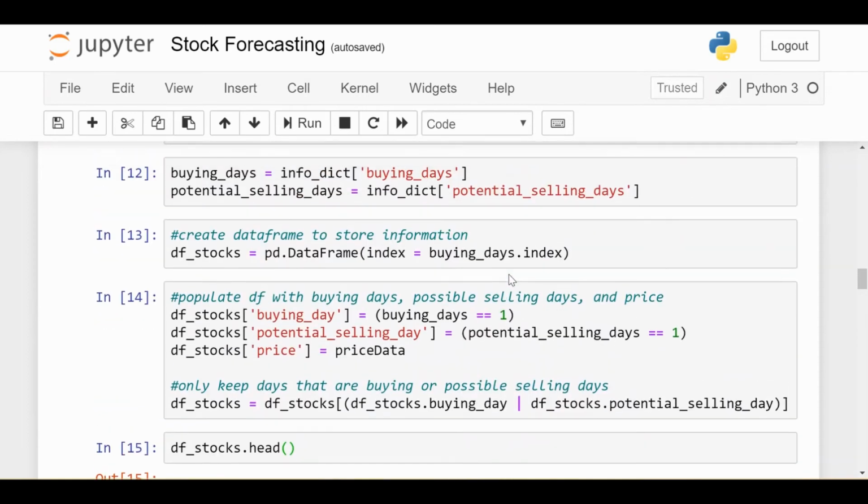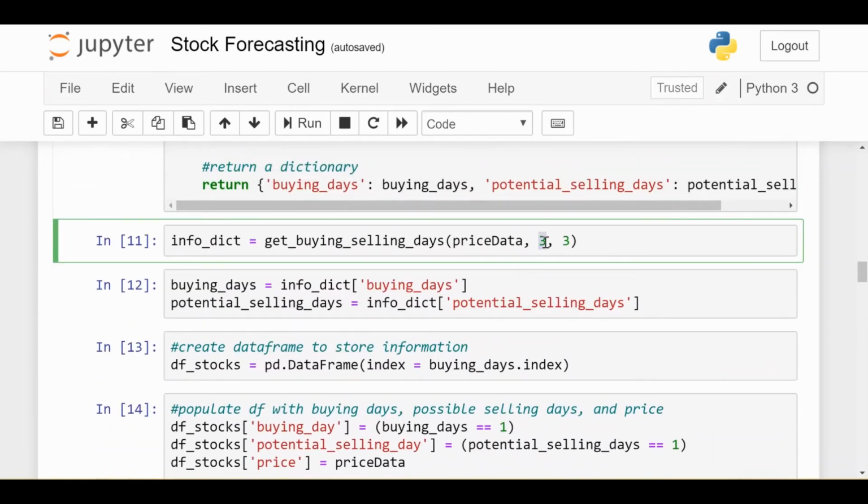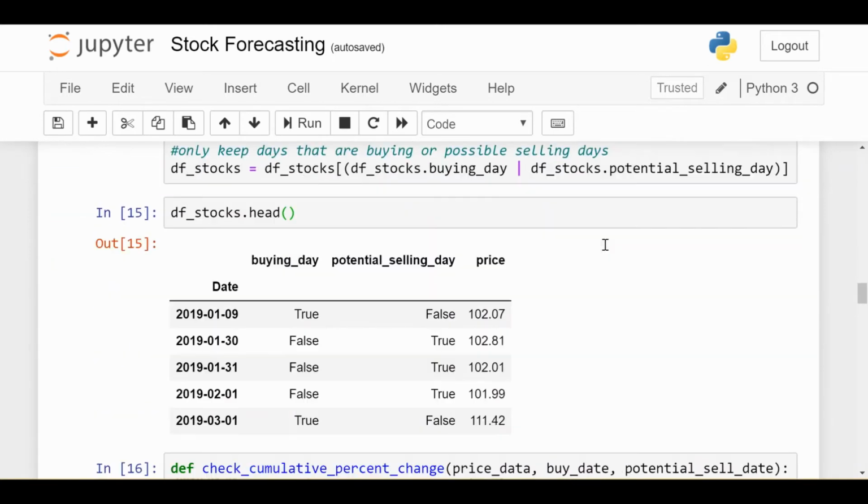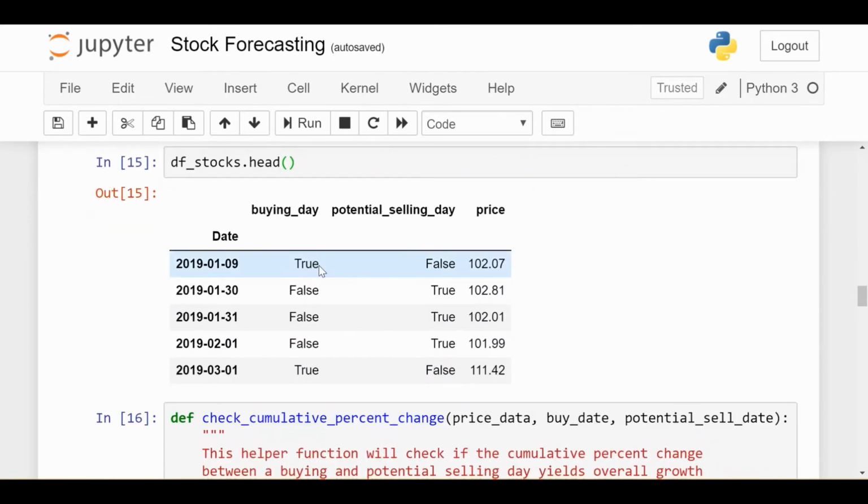And I should note that I created this based on B equal to 3 and S equal to 3. So again, what this means is that it's a buying day if the stock was increasing for 3 days ending on this date. It's a potential selling day if the stock was decreasing for 3 days ending on that date. So now we're going to use this data frame in order to actually carry out the stock trading process.